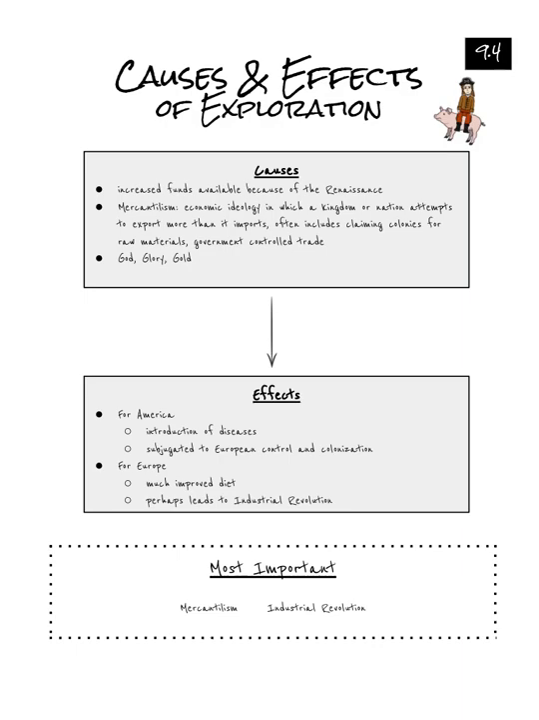Mercantilism. This is a new term, even though we've already talked about it a little bit already in this video. Mercantilism is this economic ideology where a kingdom or a nation attempts to export more than it imports. It means sending out more goods than it brings in, which includes claiming colonies for raw materials and government-controlled trade. So basically the way that this mercantilism works, I'll give you an example over here. Oops, again, getting a little willy-nilly with my pen.